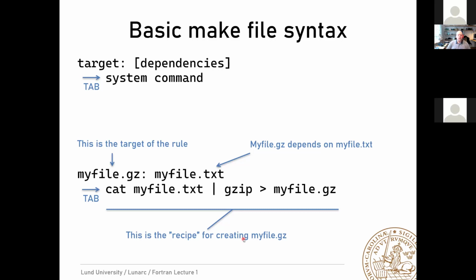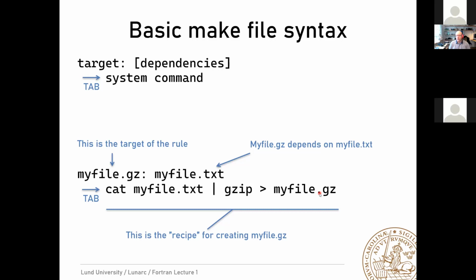And then how do I get from myfile.txt to myfile.gz? This is a Unix-based example: you cat myfile.txt, which displays the file output to standard output. I pipe it through gzip and output it to myfile.gz. So this part here is the recipe for achieving my target. The target depends on myfile.txt, and to get from myfile.txt to myfile.gz, I have this recipe here.